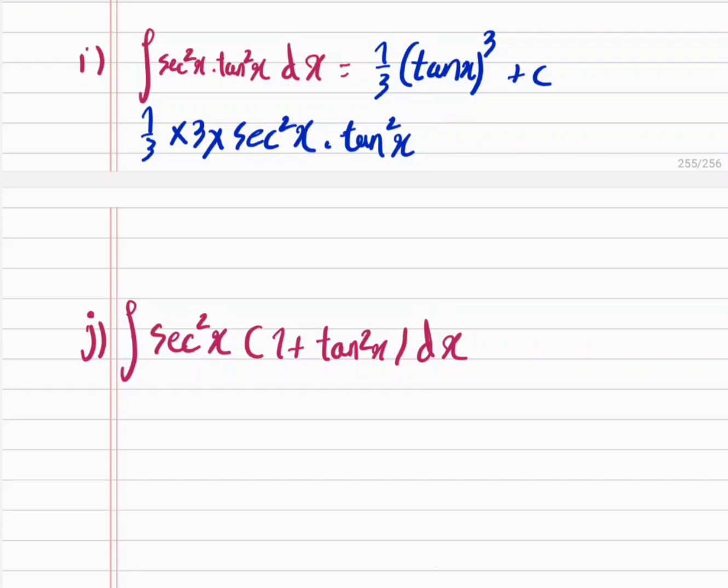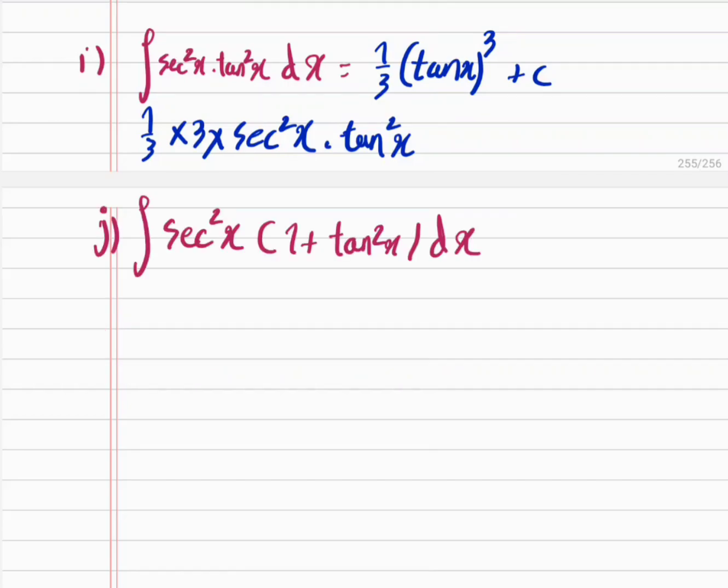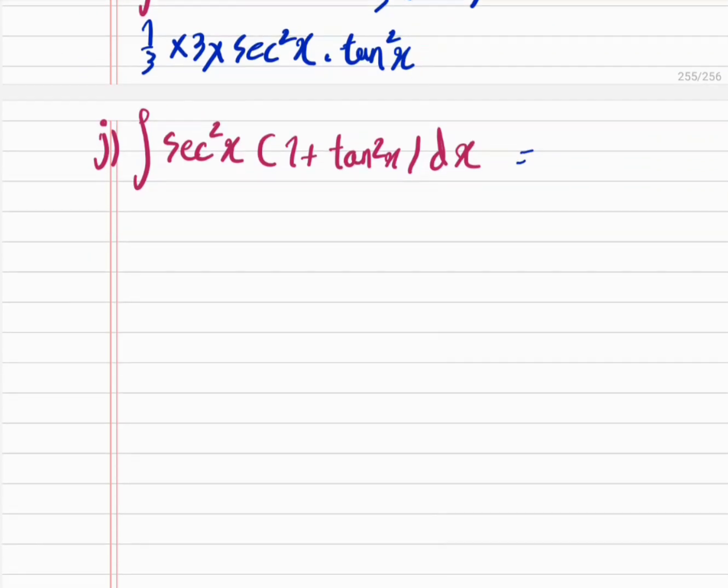So it was very important to remember the connection between tan x and sec squared x, which is its derivative. Okay, so now part j, we have sec squared x times 1 plus tan squared x. First of all, let's expand the bracket. So we'll have sec squared x plus sec squared x tan squared x.